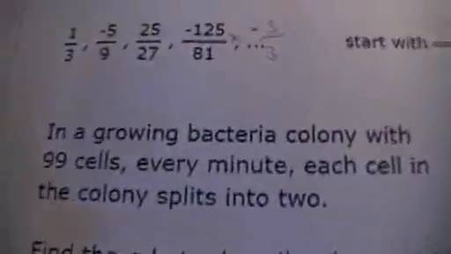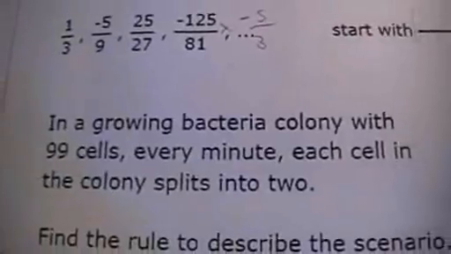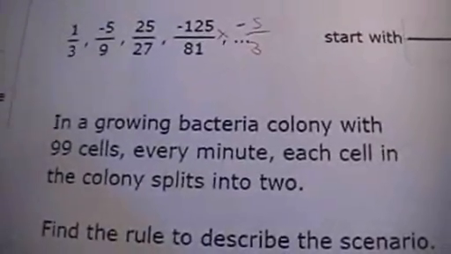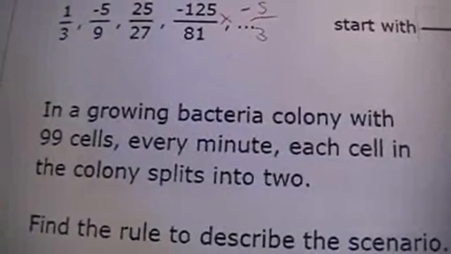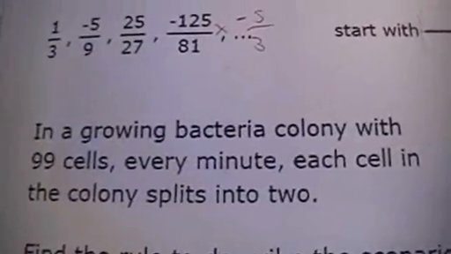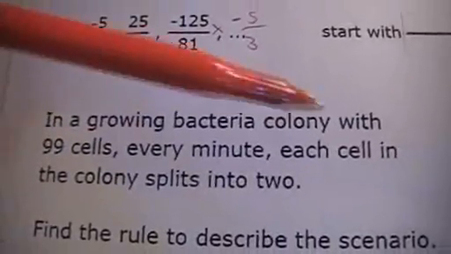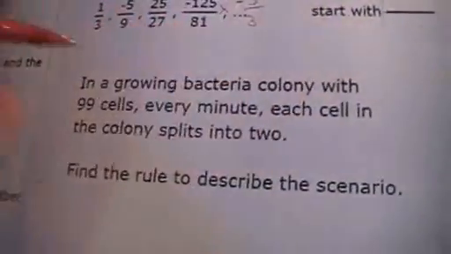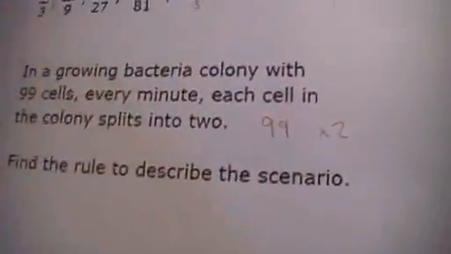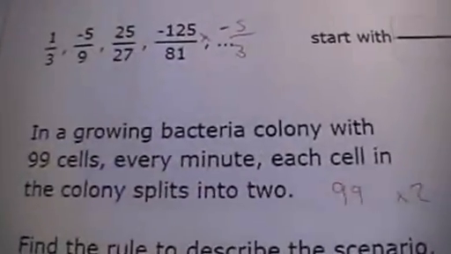Okay. Now, geometric sequences actually have a really good real-life use. A lot of things like bacteria, viruses, very relevant, and nuclear half-life and stuff like that is geometric sequences. So 99 cells every minute, each cell splits into 2. So the rule to describe it is you would start with 99 and your common ratio is multiplied by 2. It would double each time, which is fairly simple.